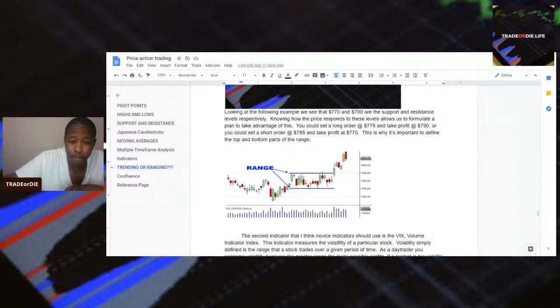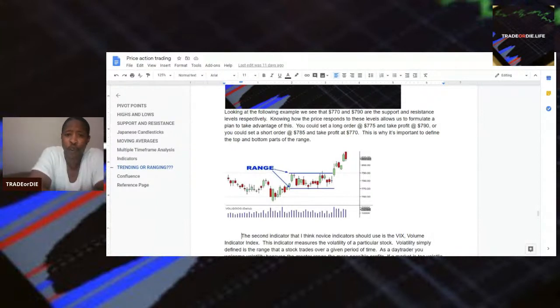Back to what I was saying about the range environment. As you see here, it goes up, it hits the resistance, and it gets pushed back down. It hits the support, and it gets pushed back up. Resistance, push it back. Support, push it back up. So it's stuck in the range. You see the range: 790 is the resistance, 770 is the support.